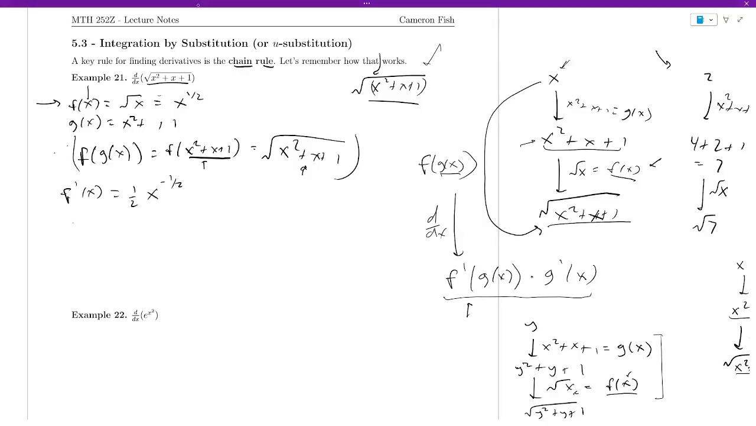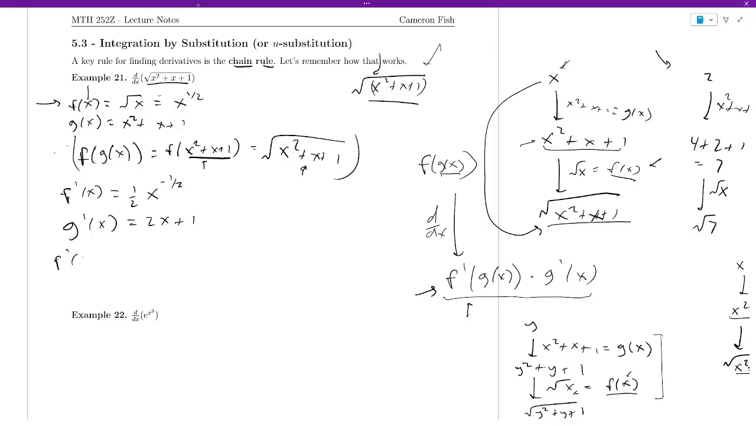So that's my derivative. And then g's derivative is going to be a little easier. It's just x squared plus x plus 1. Sorry, I think that got erased. x squared plus x plus 1. So g prime will be 2x plus 1. Now we just have to assemble everything together.